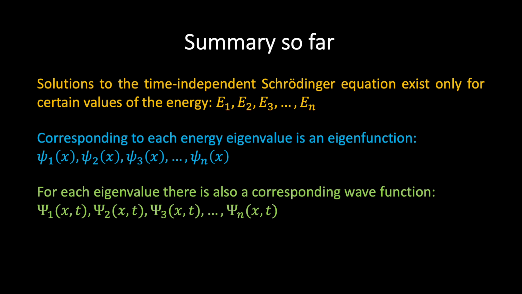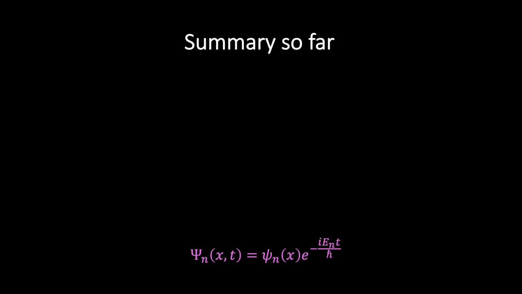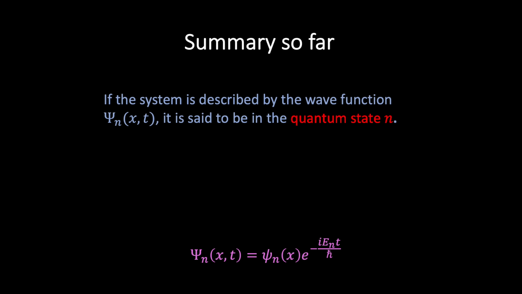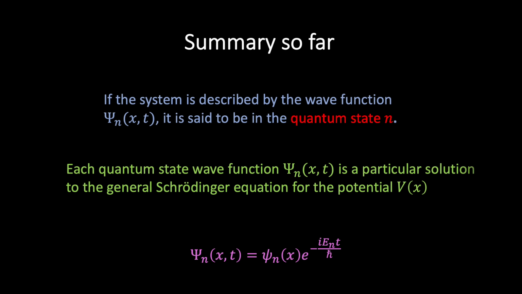For each eigenvalue, we can construct the corresponding wave function by simply tacking on the time dependence. The index n, which takes on successive integral values and which is employed to designate a particular eigenvalue, eigenfunction and wave function, is called the quantum number. If this system is described by the wave function psi subscript n, it's said to be in the quantum state n, and each of these quantum state wave functions is a particular solution to the general Schrödinger equation for a given potential energy function.